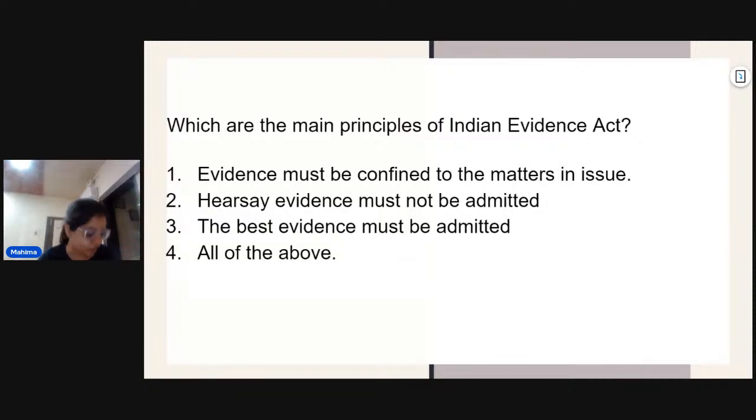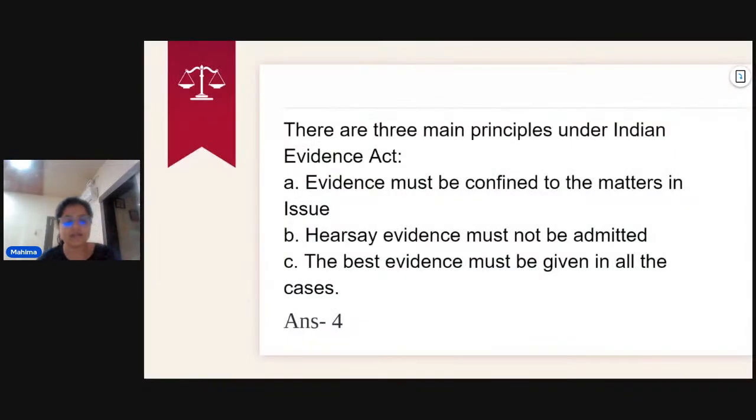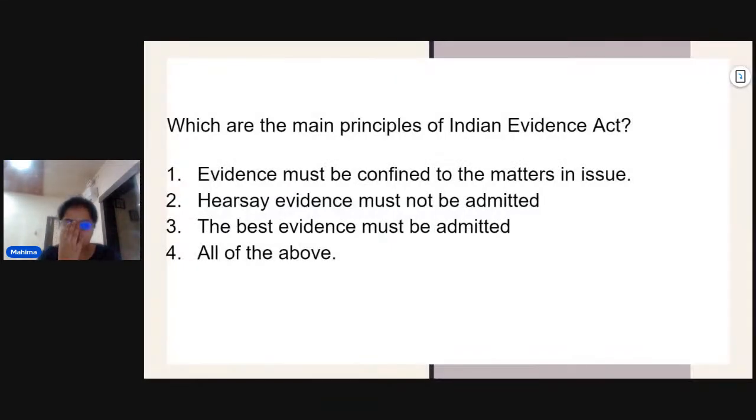Divya is saying 4. Shubham is saying 4. Pratika is saying 4. Anonymous is saying 4. Okay, yes, the correct answer is 4. It must be confined to the matters in issue, and hearsay evidence must not be admitted. There are some exceptions to this rule also, and you guys already know about it. We'll have it in the next slides. The best evidence must be admitted.